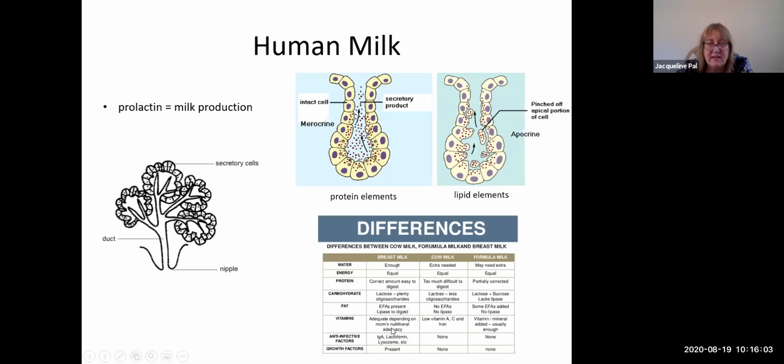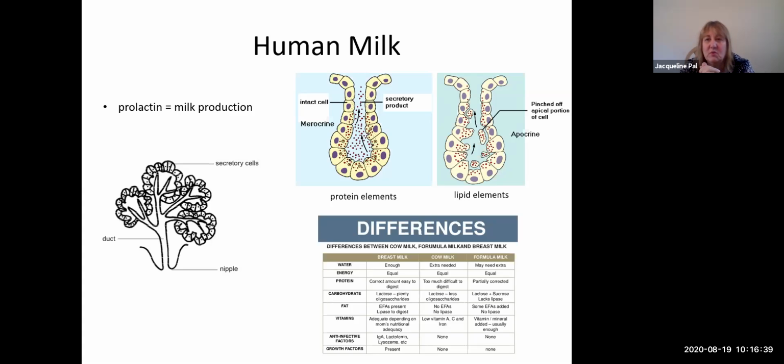Vitamins, perfect, as long as mom's nutrition is okay. And vitamins are added to formula milk, and there's not enough vitamins in cow's milk. Also, don't forget, breast milk is going to have our secretory immune globulins as well as other useful chemicals. So the bottom line is breast milk is best, but if you can't do breast milk, then do formula milk and don't over dilute it. Follow the correct dilutions and don't switch over to cow's milk until the pediatrician has said it is okay.